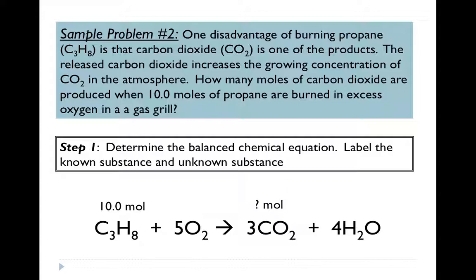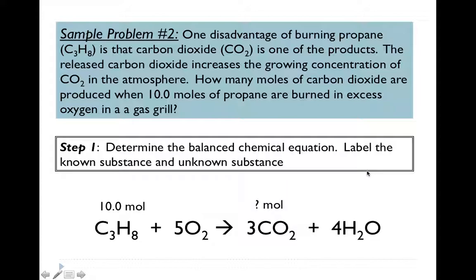It says one disadvantage of burning propane is that carbon dioxide is one of the products. The released carbon dioxide increases the concentration of CO2 in the atmosphere. How many moles of carbon dioxide are produced when you have 10 moles of propane burned in excess oxygen? The excess oxygen part means that the oxygen is the one that's going to be left over. There's just extra, which makes sense because it's burned in air, so there's always going to be oxygen in the air. Your first step, again, is to balance the equation.